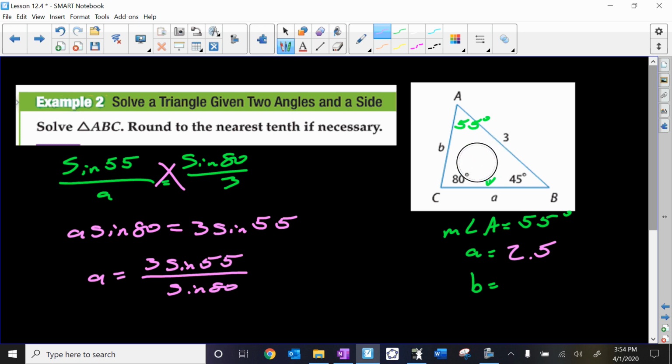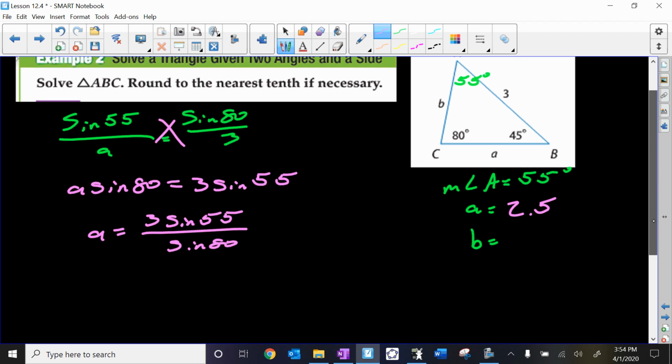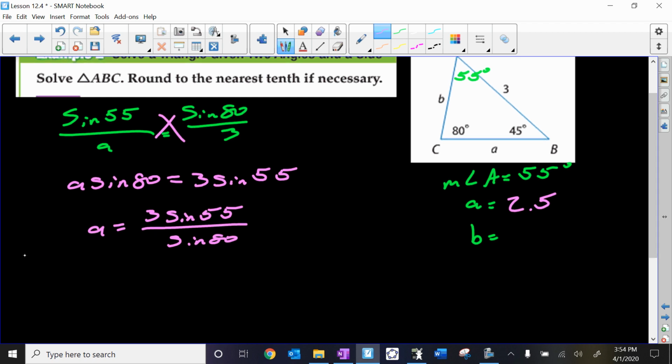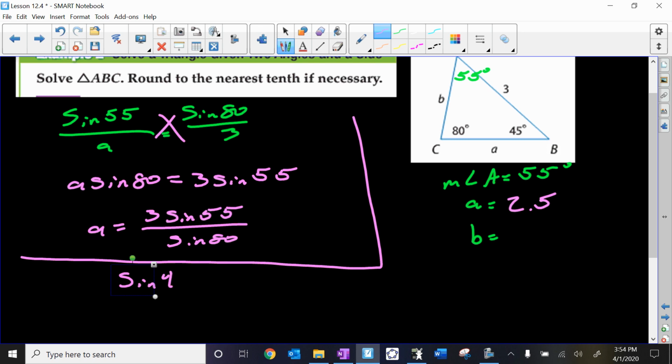For side length B, the temptation is wanting to use the Pythagorean theorem here. Reminder, this is not a right triangle. The Pythagorean theorem only works for right triangles. Okay, so we're going to still use the law of sines and just do it over again. So this time, if I want to solve for side length B, I want the angle across. So sine of 45 over B now equals, I can reuse the sine of 80 over 3, that is fine.